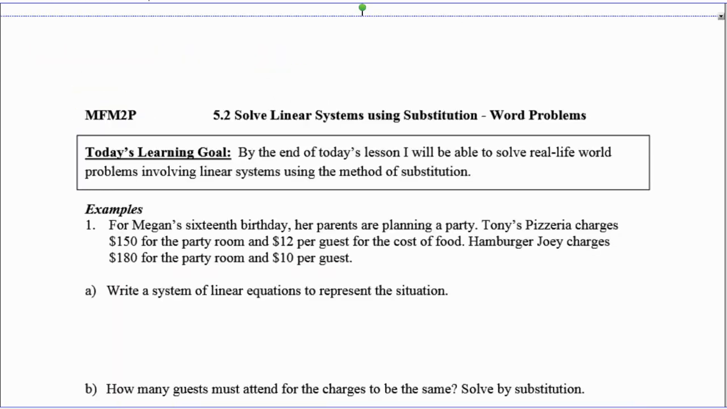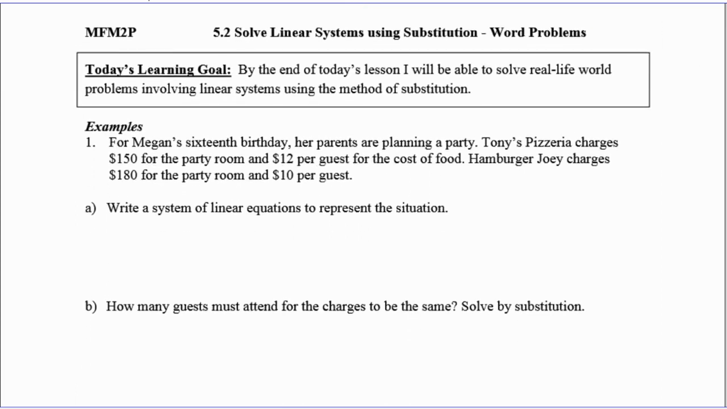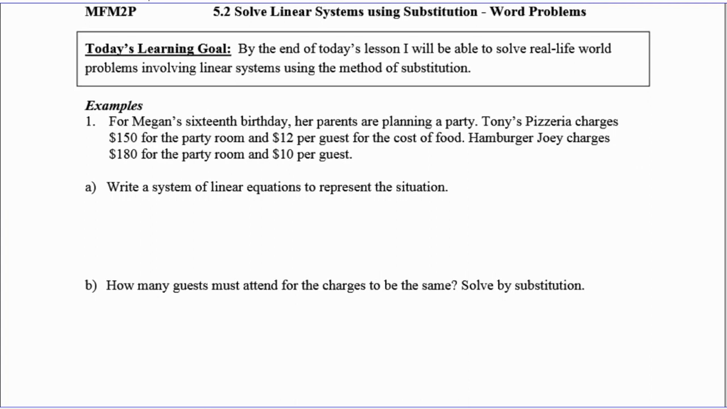So in the first example, we have a 16th birthday. And you know, when you need to book a party place or book a hall, often they will charge some money in advance and then you pay per guest. And that's the situation here. So Megan's 16th birthday, her parents are planning a party. They are considering Tony's Pizza and Hamburger Joey's, these two fictional restaurants.